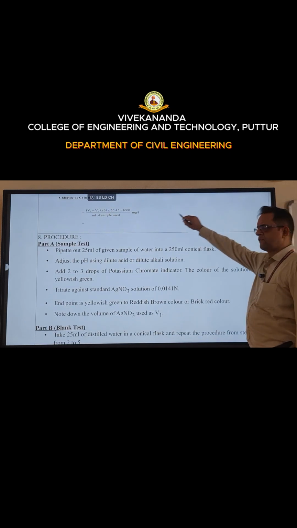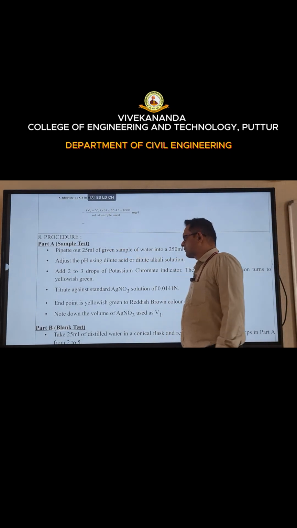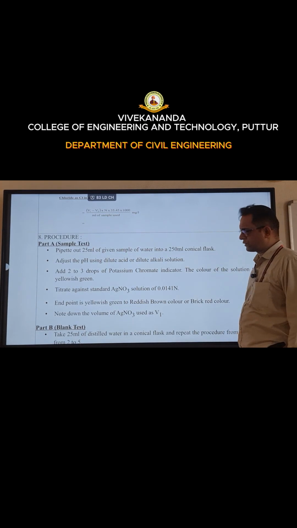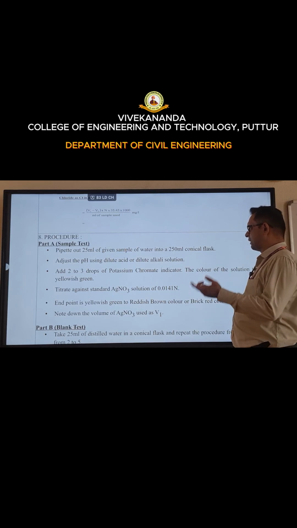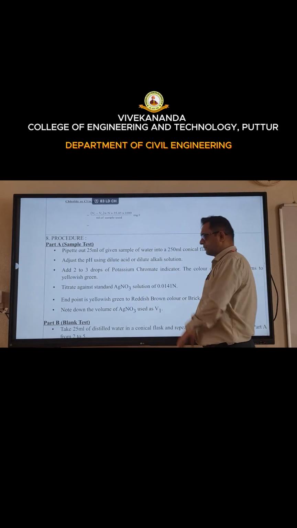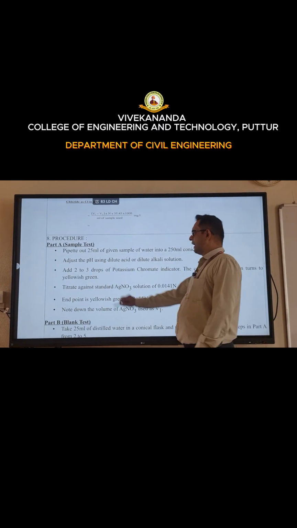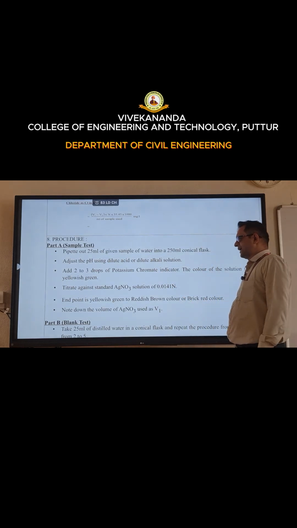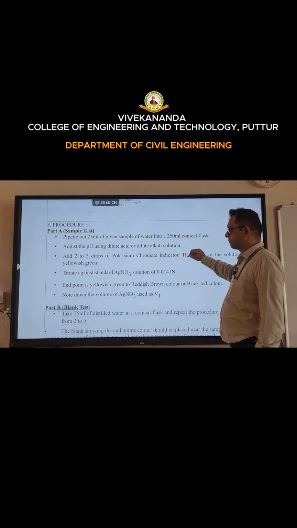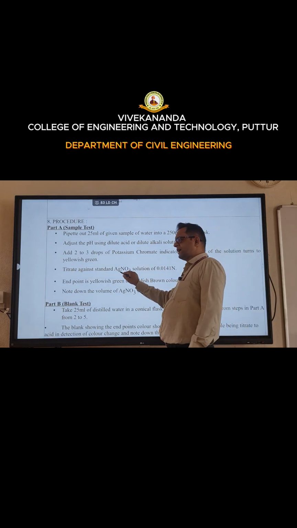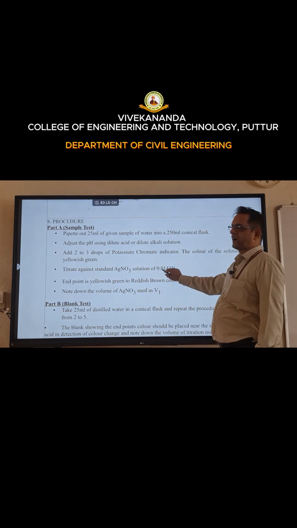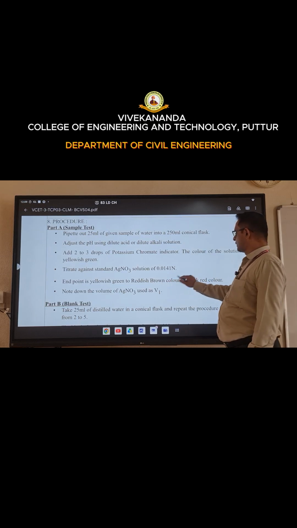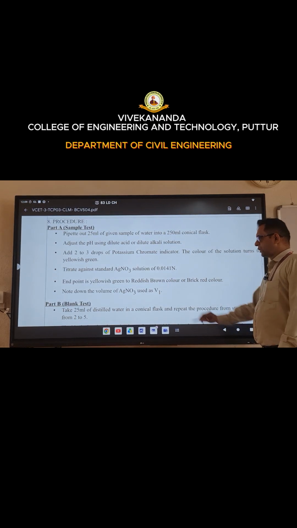What is the test method? First I will take around 25 ml of the wastewater sample and put it in the conical flask. I will adjust the pH using an alkali or acidic solution, because 7 to 8 should be the pH range. I have to add 2 to 3 drops of potassium chromate. When I add potassium chromate as an indicator, a yellowish green color will come. Then titrate this with standard AgNO3 solution, that is 0.014 normal AgNO3, until the reddish brown or brick red color comes. Note down the volume.